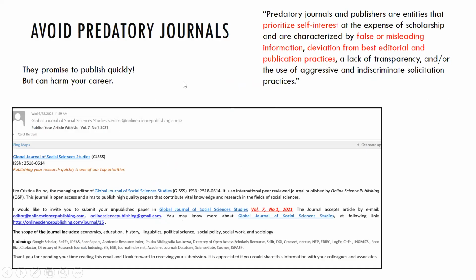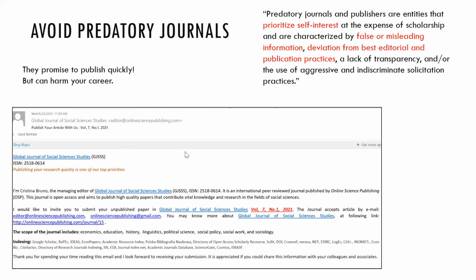In terms of predatory journals, you may not be familiar with this term. Essentially what predatory journals are, this is a definition of it. They're entities that prioritize self-interest at the expense of scholarship and are characterized by false or misleading information, deviation from best editorial and publication practices, a lack of transparency, and a use of aggressive and indiscriminate solicitation practices.